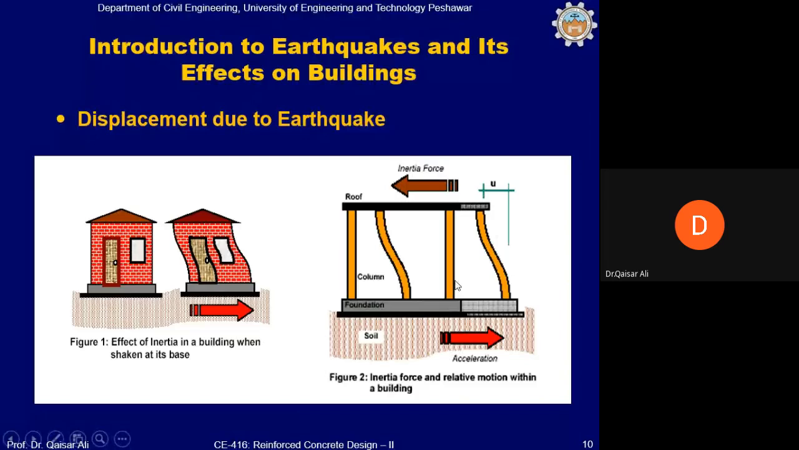For this reason, if the structure is very, very rigid, which means that if a structure is very short, low rise, and the columns and the walls are very thick and long, then it is possible that the roof of the structure would move along with the foundation and no stresses would be induced in the walls or columns.